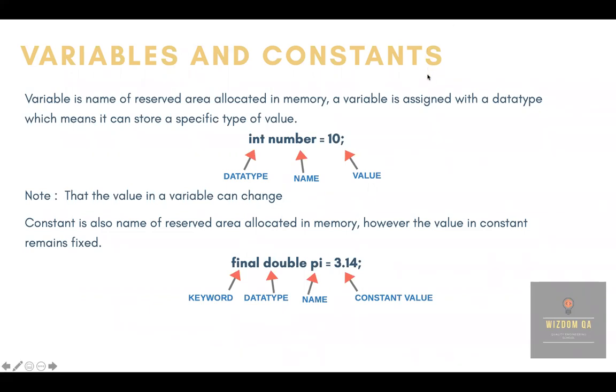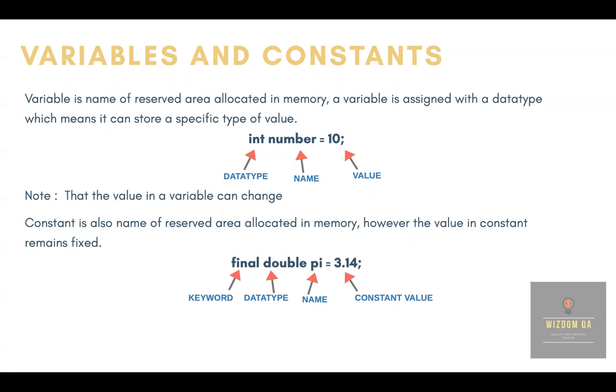So, data types. Note that the value in the variable can change. That is why it is a variable, which means the value that you are assigning to the number variable here can be updated to a different value depending on your requirement.